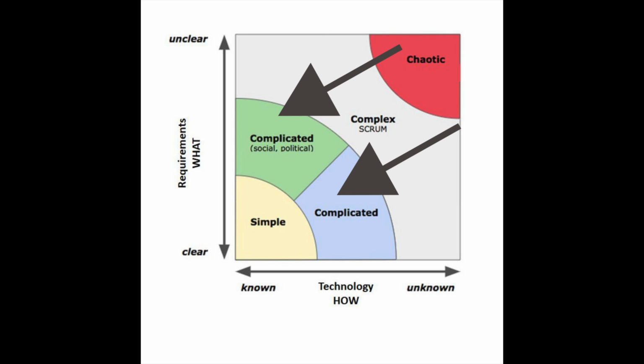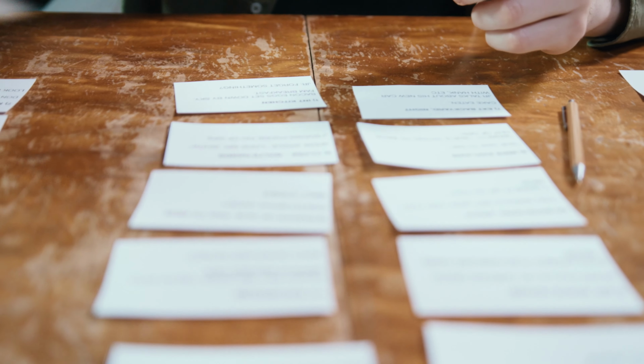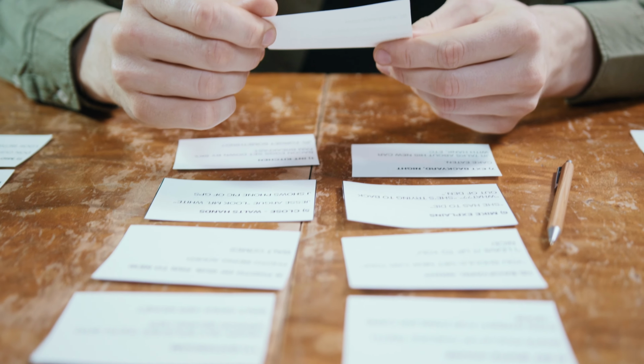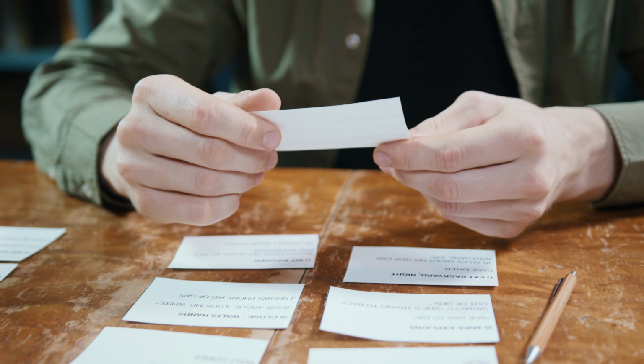Moving on to complicated, this is where stakeholders can't describe exactly what they want to achieve, and there are divergent ideas about the right way to proceed.